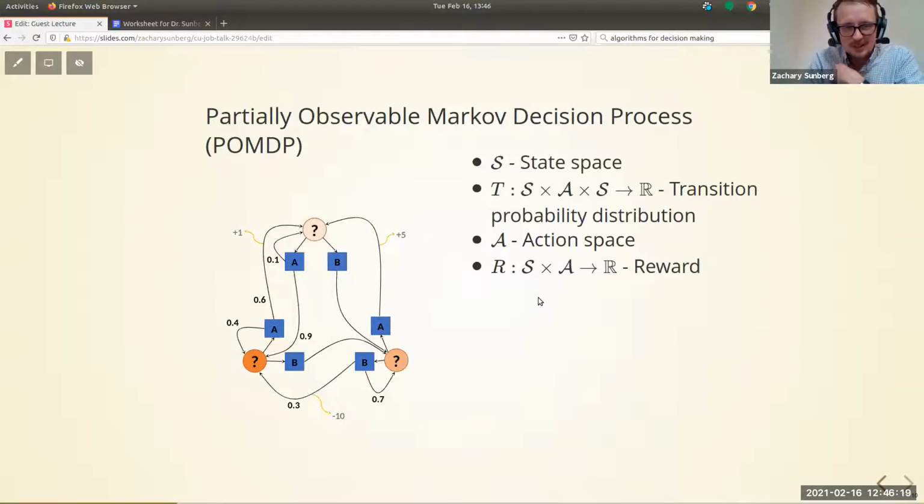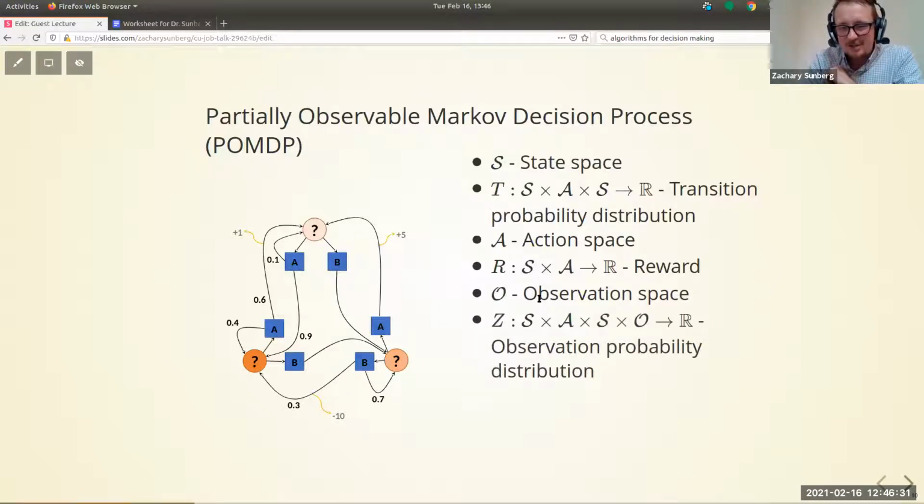So we can also look at a partially observable Markov decision process in this kind of discrete paradigm where we have S, A, and R the same as an MDP, but we now add an observation space O and an observation probability distribution. The observations aren't shown in this drawing, but we just have question marks now because we don't know for sure what state we're actually in.